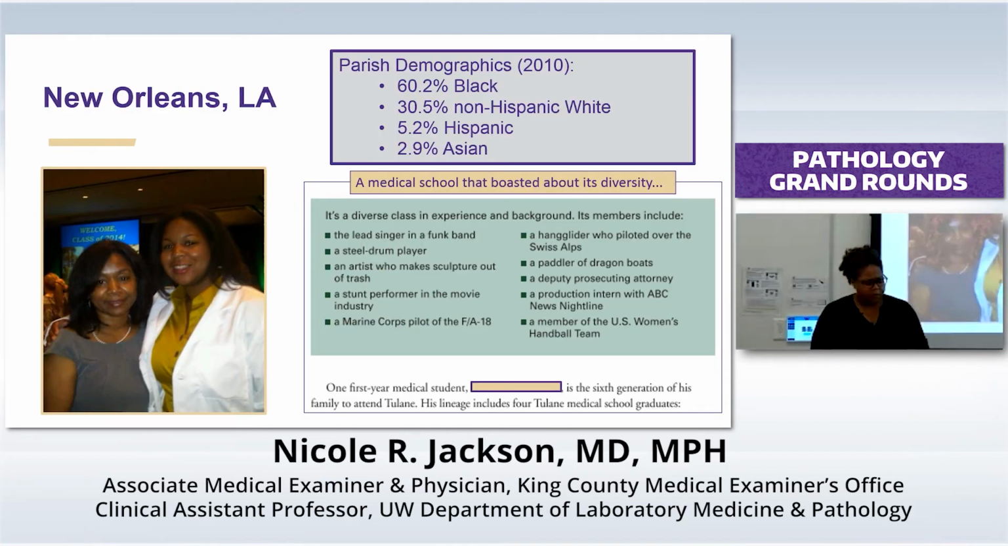They also bragged about their diversity. And this was on our welcoming page, and the name that is redacted is actually a friend of mine, but they bragged about people going to Tulane for generations. And mind you, at the time, New Orleans was 60% Black. And then I was very surprised to find that for the next decade, oh goodness.